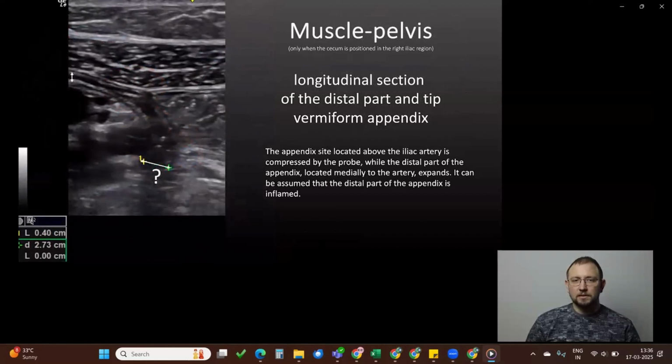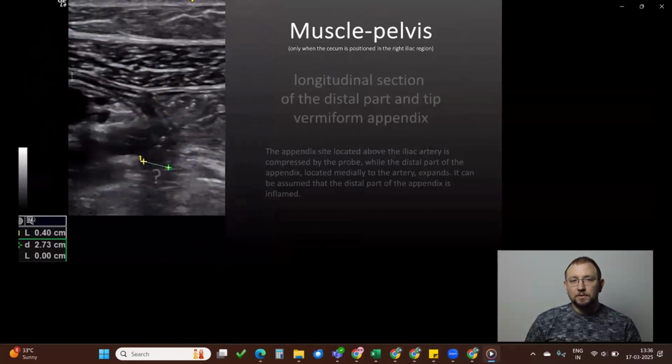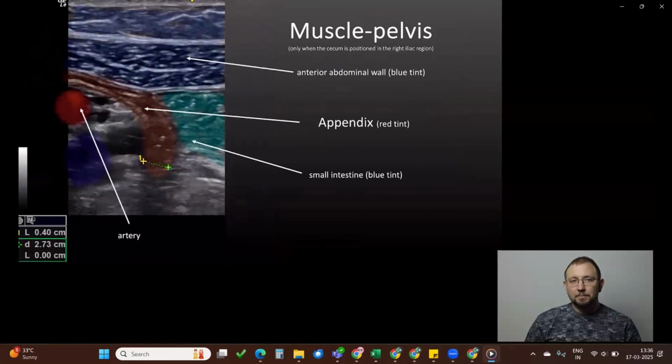This position is characterized by the fact that the distal part of the appendix is often not visible. As a result, we cannot fully examine the appendix, which may lead to a misdiagnosis. Moreover, the appendix site located above the iliac artery is compressed by the probe, while the distal part of the appendix located medially to the artery expands. It can be assumed that the distal part of the appendix is inflamed.